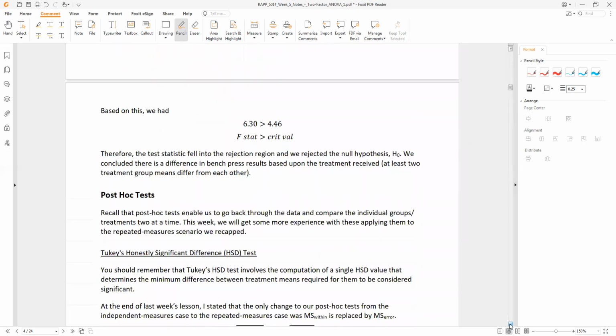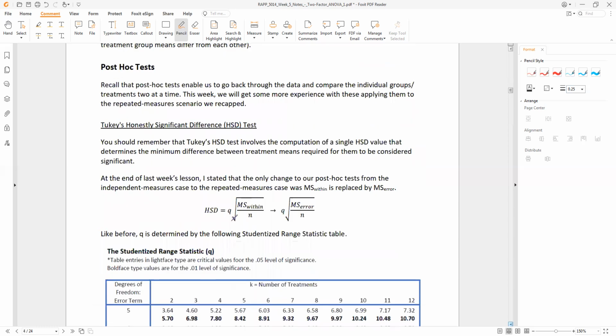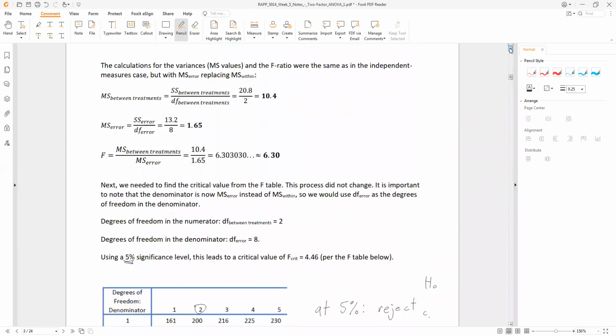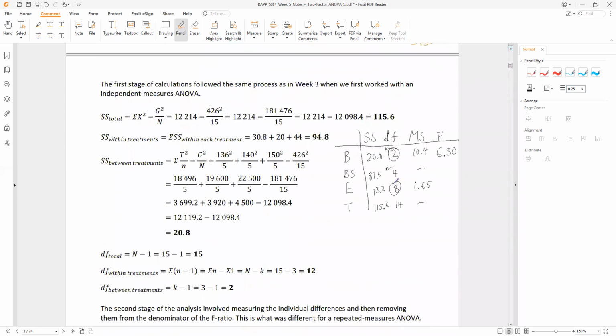So if we go down here, this is the formula we used last time we did Tukey, but I told you all you have to change is change MS within to MS error and change the degrees of freedom you're using. So the old way would have been to use the MS within and the degrees of freedom within, but here we're going to use the MS error and the degrees of freedom for error. The degrees of freedom for error, if we look up, was 8. If you don't remember that, we can scroll back up to our table here. 8, that was the degrees of freedom for error.